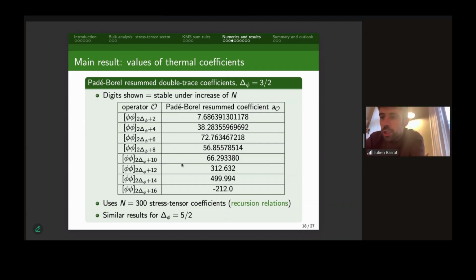I have also a quick question about this slide. The stress tensor coefficients that you use as input, is it asymptotic, or is it now the exact from Fitzpatrick one? These are now exact from this method, the Fitzpatrick-Huang method, yeah.